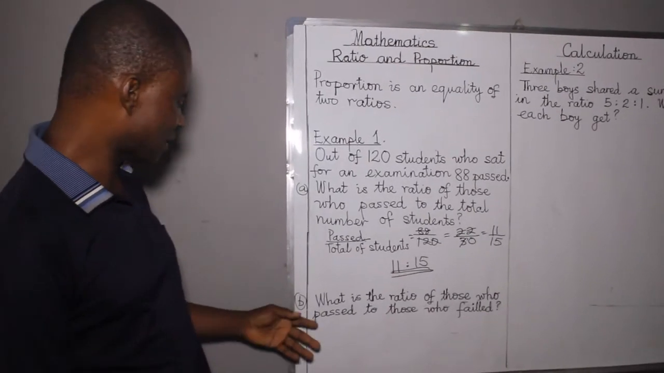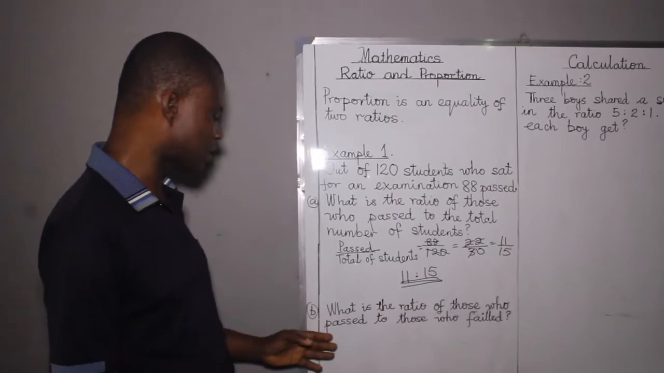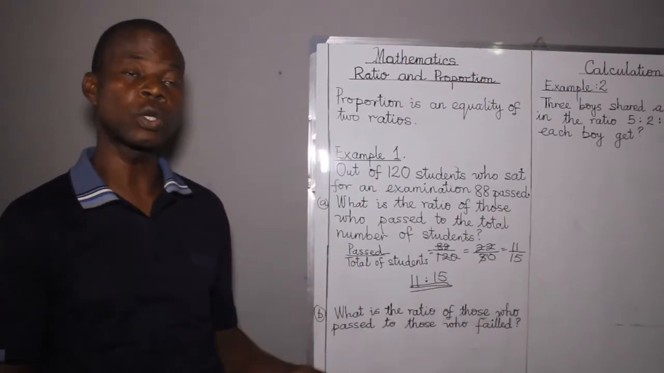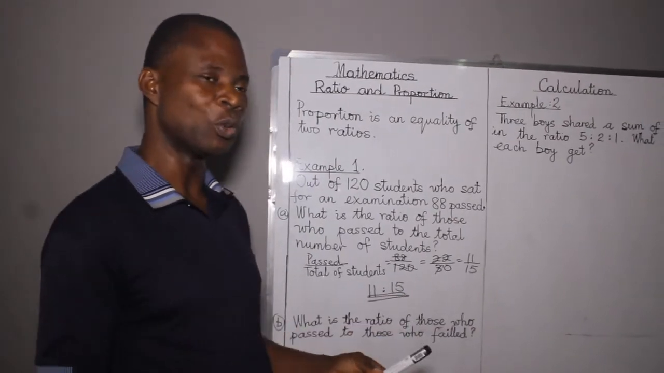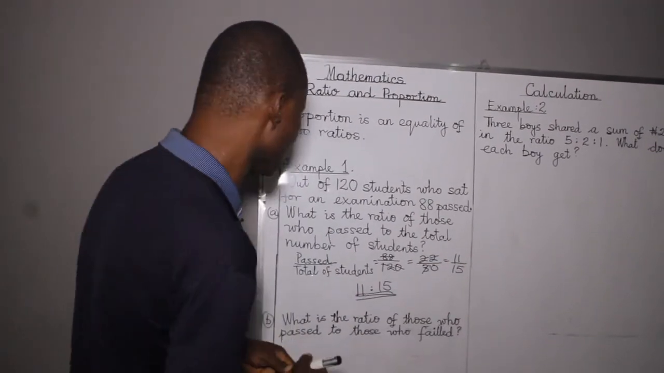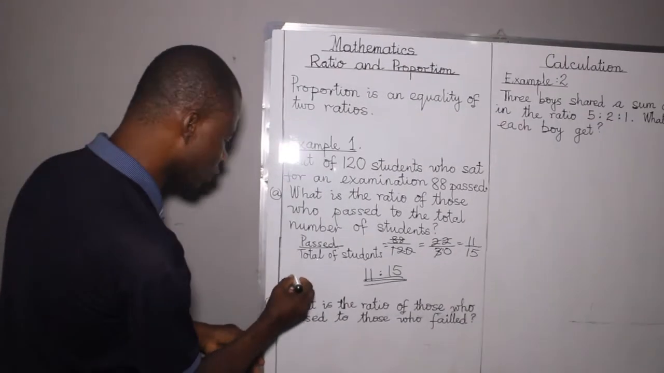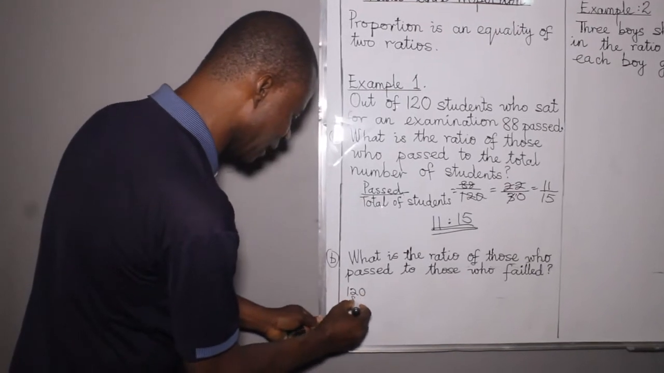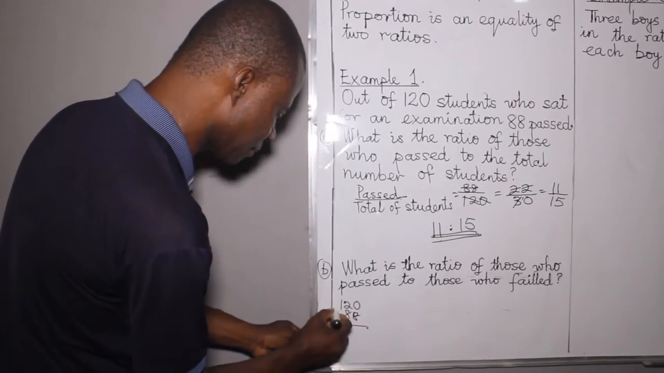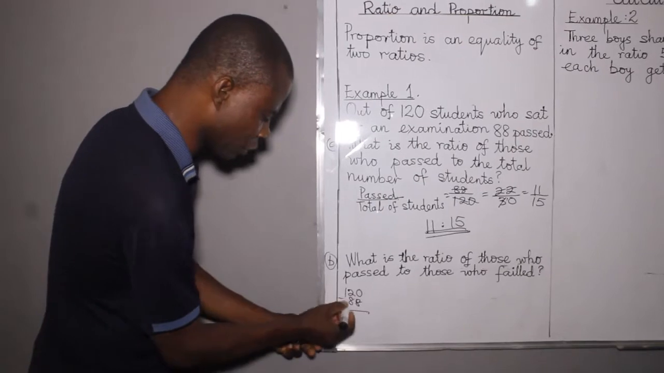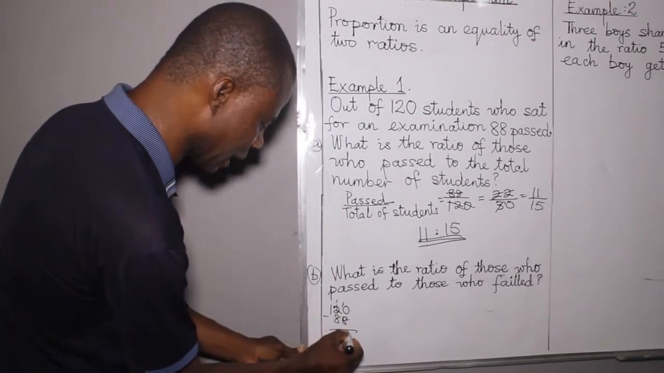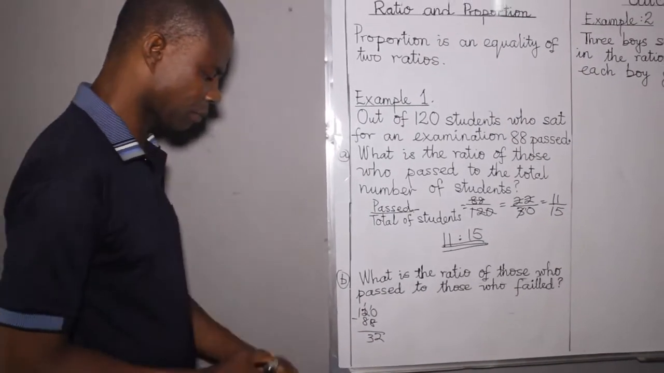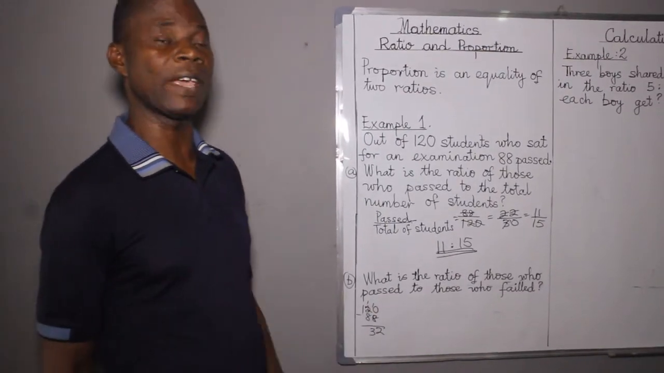The B section says, what is the ratio of those who passed to those who failed? We know those who passed, but we are not told those who failed. To get that, what do we do? We take those who passed out of the total number of students, and that gives us 120 minus 88. Take 8 from 0, not possible. Bring 1, making 10, 2. Take away 8 from 11, you have 3. And that gives us 32 that failed.